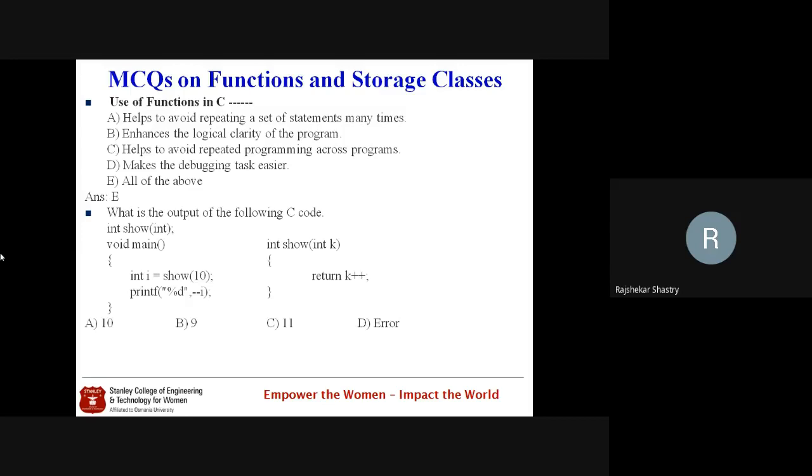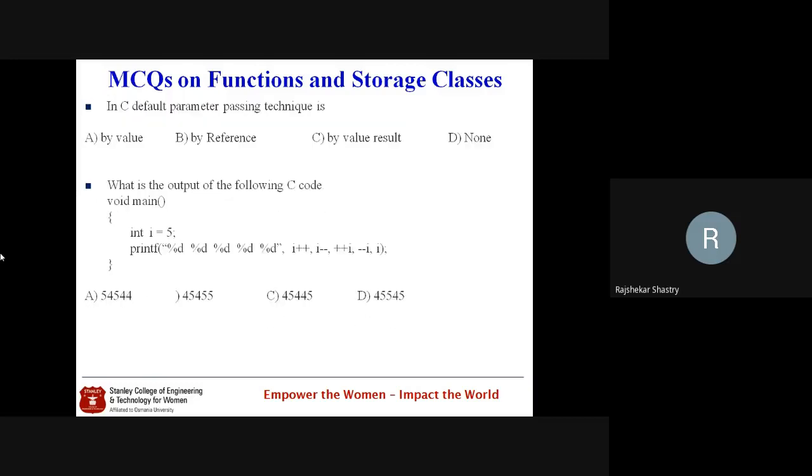K was 10, so 10 only will be returned, and that 10 we are storing in I, and that I value we are printing using pre-decrement. So first the decrement will take place. What is the answer? 9. 10 is returned and stored in I, but we are not printing I directly, rather minus minus I, which is pre-decrement. Pre means first decrement. So I is holding 10, 10 will be decremented, and then printed. Therefore the answer is 9. That is B.